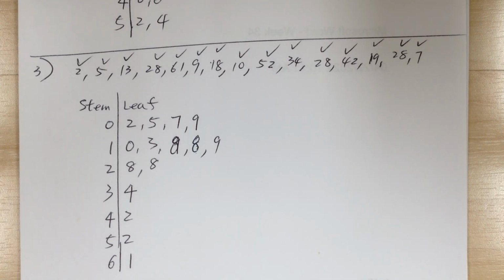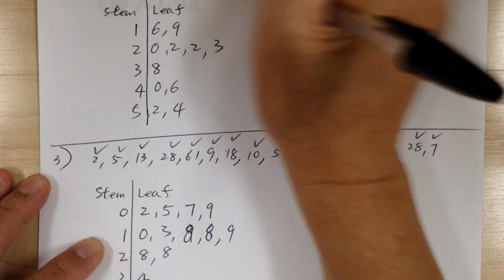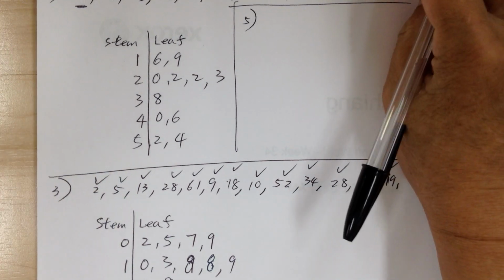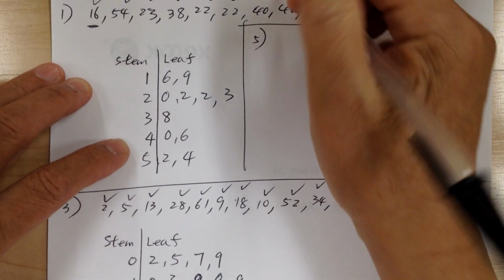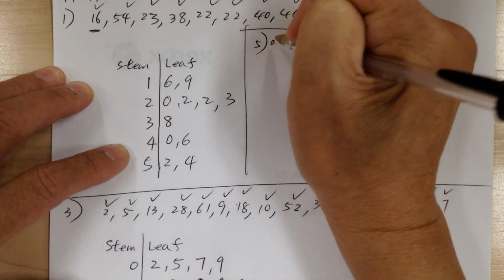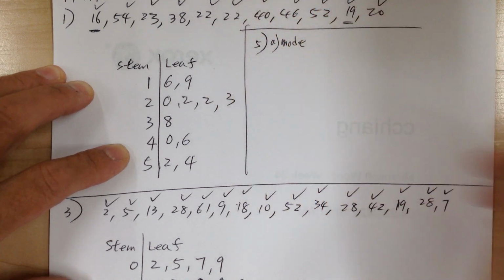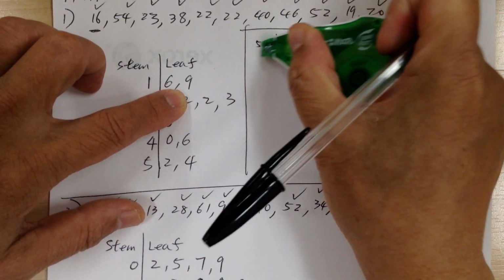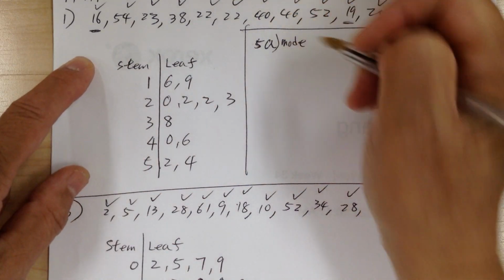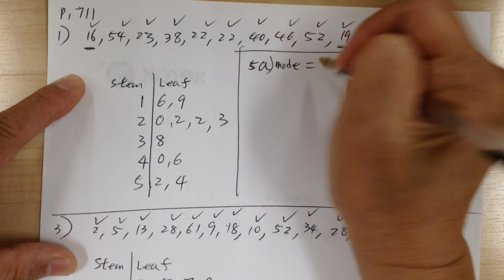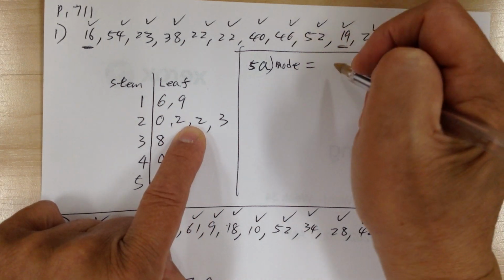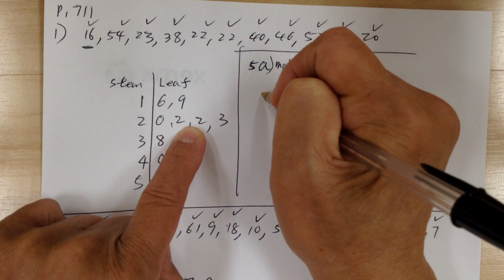Okay, now let's go to number 5. Okay, so number 5, you have to use this to answer the question. You have to find the mode, using the data from number 1. Okay, so the mode is the one that shows up most often, so it would be 22 right over here. This one shows up twice, so it would be 22, okay?